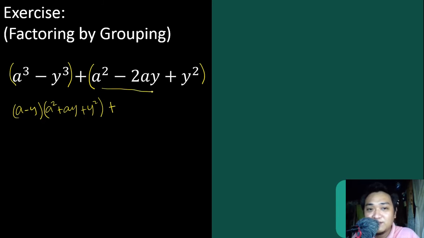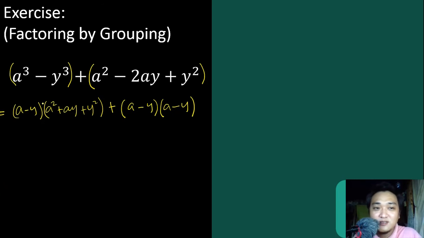What will be the factor of this expression? So, it seems that this expression here is a perfect square trinomial. So, the factor will be simply a minus y times another quantity which is a minus y. In this manner, makikita nyo na agad yung common quantity. So, since may napapansin tayong common quantity, pwede tayong mag-GCMF. Ayan. So, we will group this.